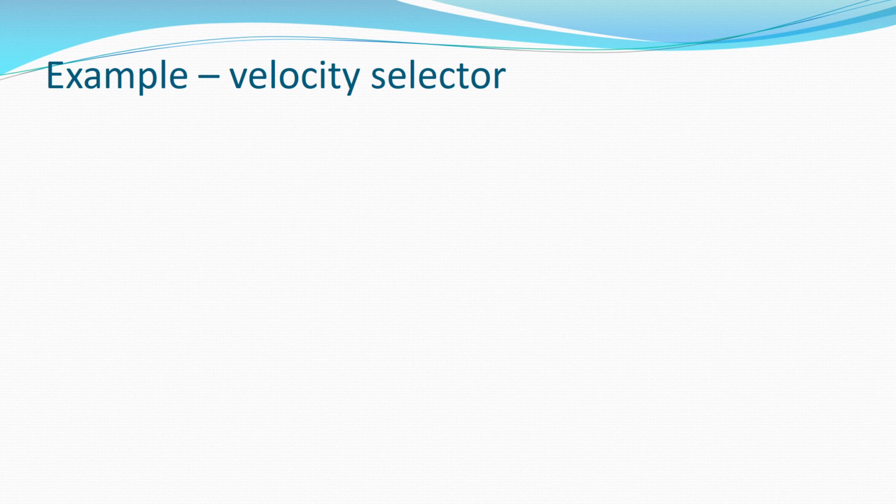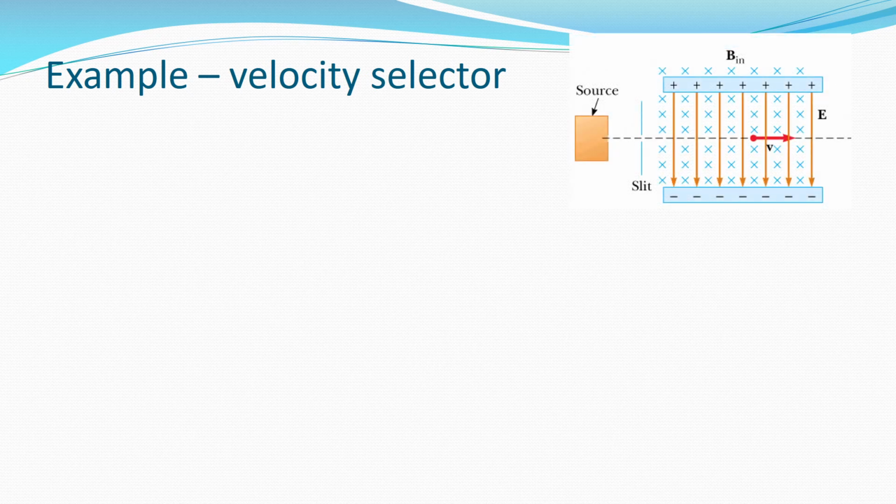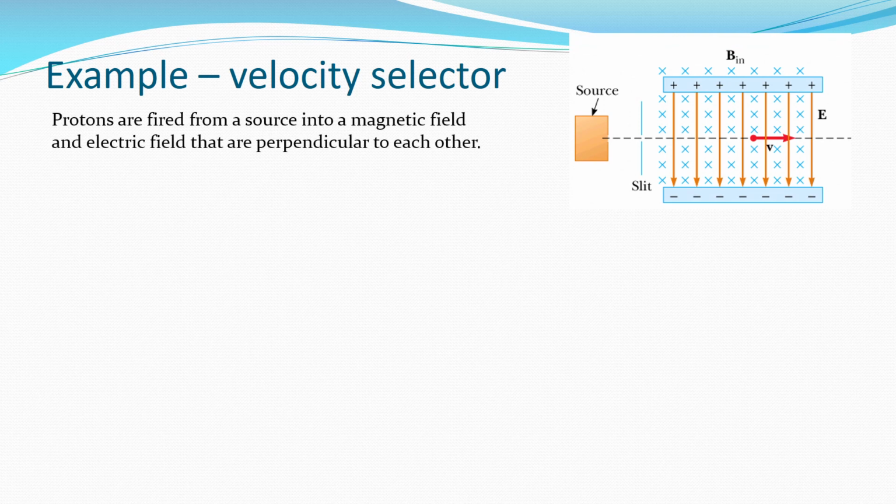Example for the velocity selector. Here's our velocity selector diagram again. Protons, positive charges, are fired from the source into the magnetic field, and that magnetic field is perpendicular to the electric field applied, as shown in the diagram. Magnetic induction is measured as being 115 milliteslas.